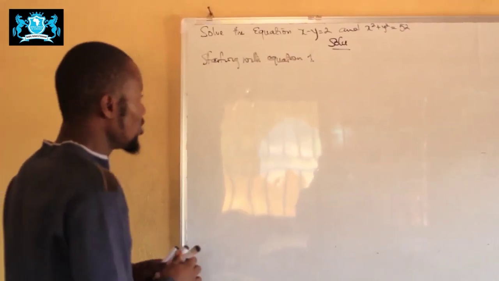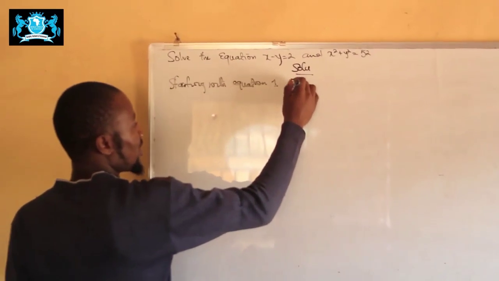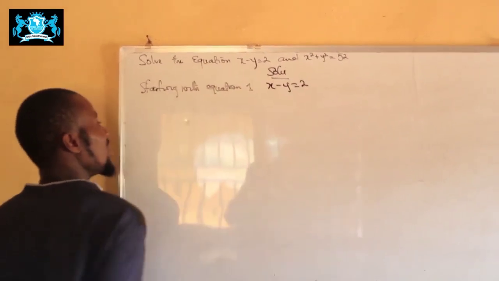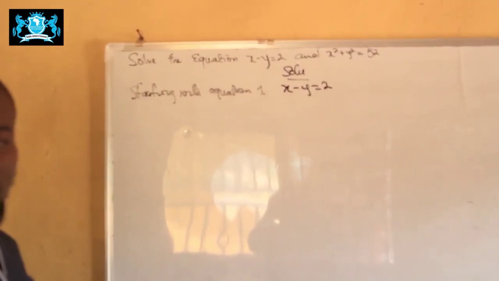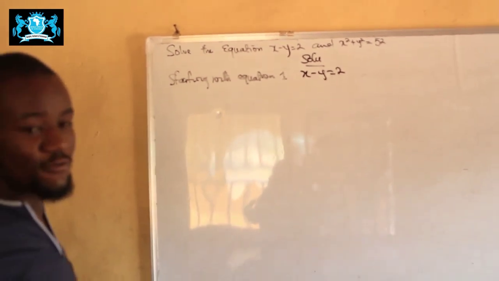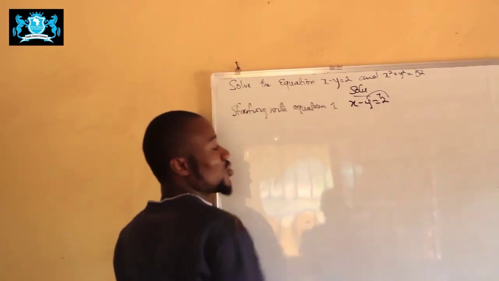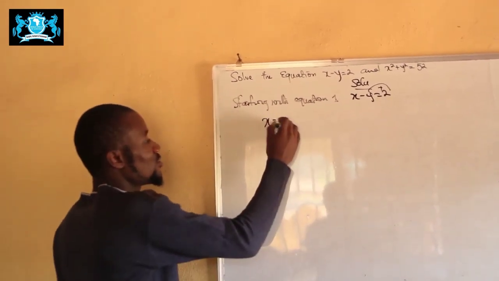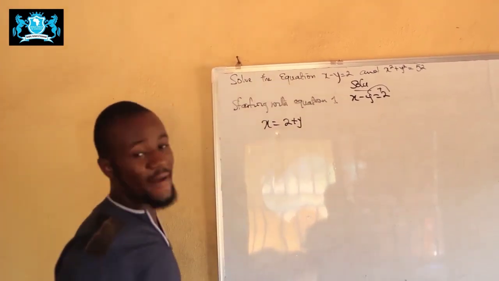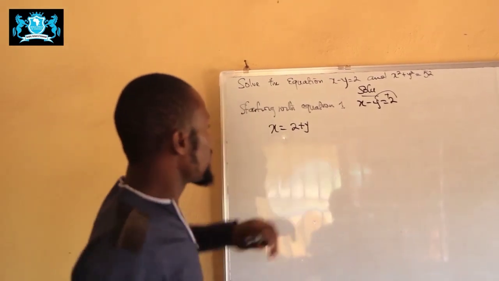Are you there? So we have x minus y is equals to 2. Now here, you decide you want to make x the subject of the formula. So let's make x the subject of the formula. If you are making x the subject of the formula, remove this one over, changing from minus to plus. So you have that x is equals to 2 plus y. Now, this is now our equation 3.